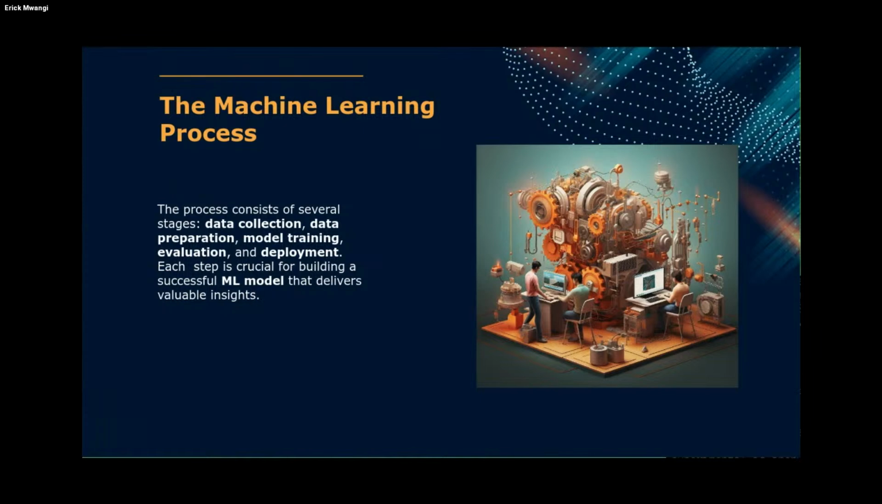So step one, data collection: you start by gathering relevant data that represents the problem you want to solve. You can get this data from databases, APIs, or even surveys. Quality data is key to a successful model. If you're working for a company and they ask you to create a machine learning model for them, you might be lucky enough to find that they have a database of the data that is required.